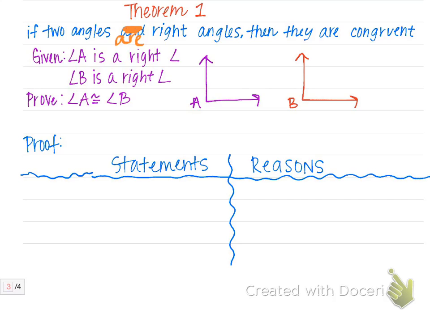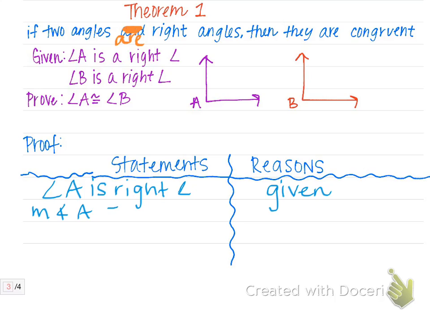So the first thing that we're going to use is our first given. So we know that angle A is a right angle. And the reason? Because it's given. So I know that if angle A is a right angle, then the measure of angle A is equal to 90 degrees. And how do we know this? This is just by the definition of a right angle. So our reason is the definition of a right angle.